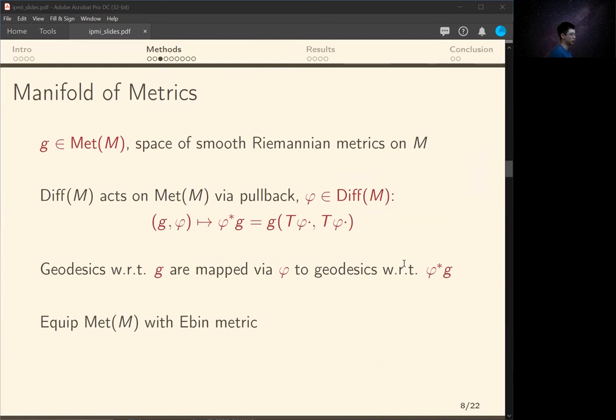G belongs to the metric space, the space of smooth Riemannian metrics on M. Diffeomorphisms act on the metric space via pullback. If phi is a diffeomorphism, geodesics with respect to G are mapped via phi to geodesics with respect to the phi pullback G. Then we can equip the metric space with a bi-invariant metric.